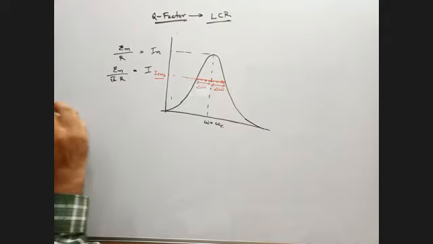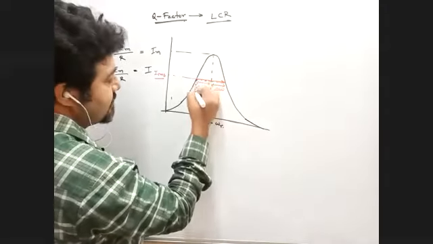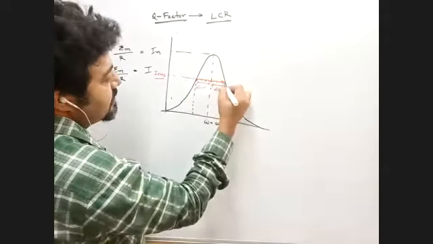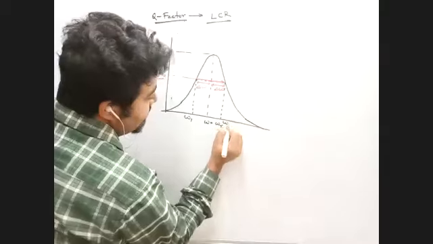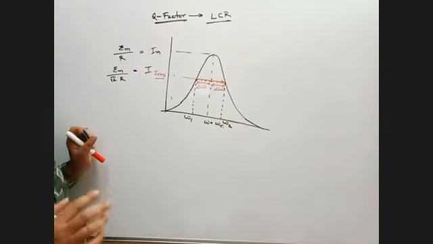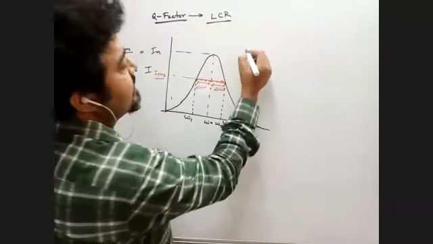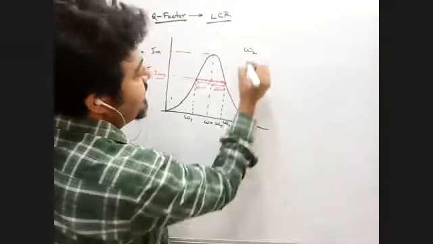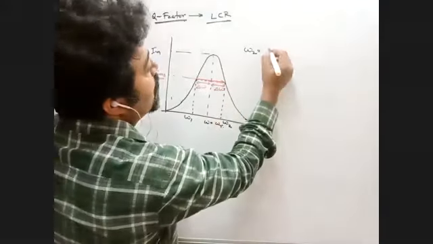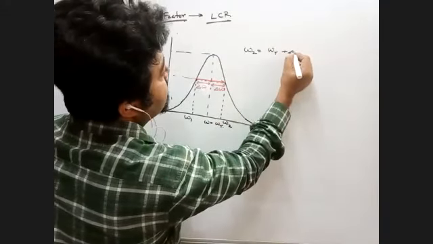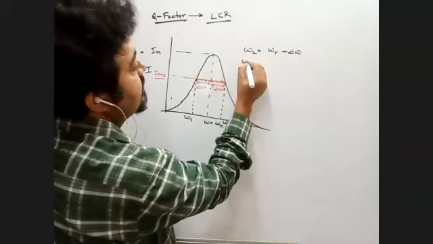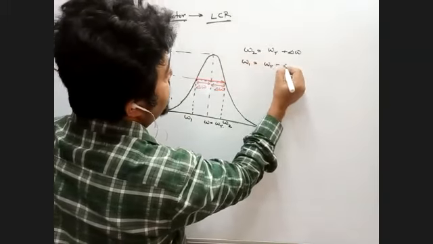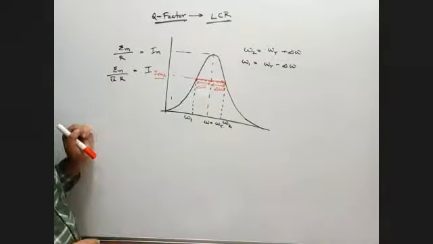And at the same time, suppose we are considering two frequency 1 and frequency 2. So what we can say, omega 2, that is omega R plus del omega, means this is the width, and omega 1, that is omega R minus del omega.